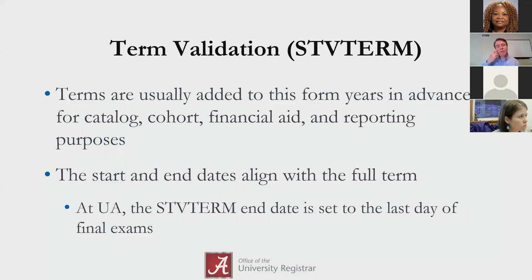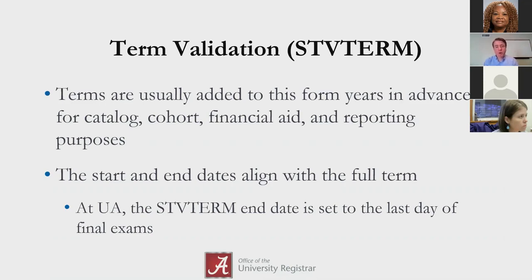First thing we do when we are going to build a term is enter start and end dates on our term validation table, STVTERM. We typically do this years in advance for catalog, cohort, financial aid, and reporting purposes. Sometimes these are our best guess, just depending on how far in advance we have to build these.